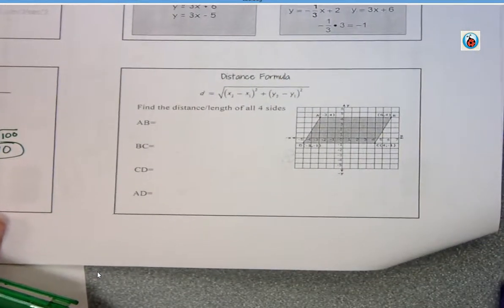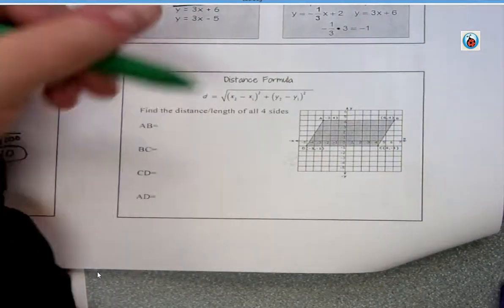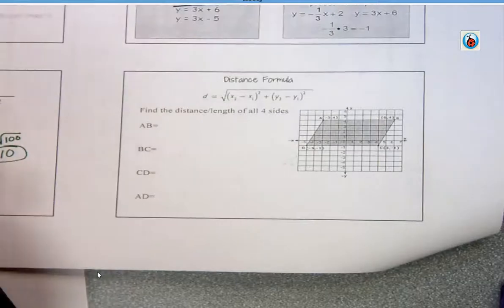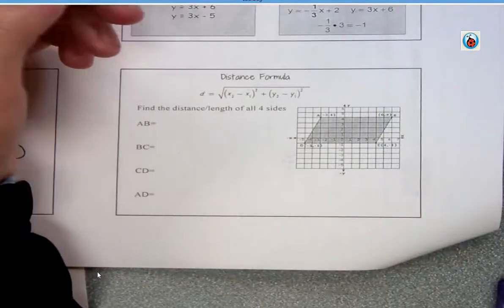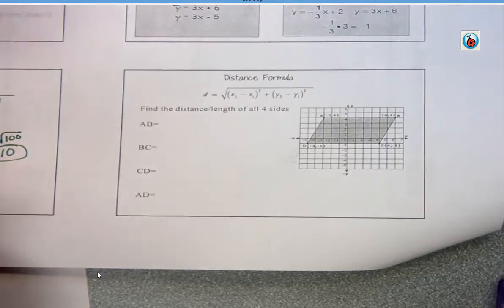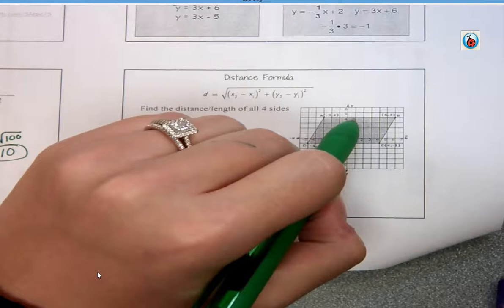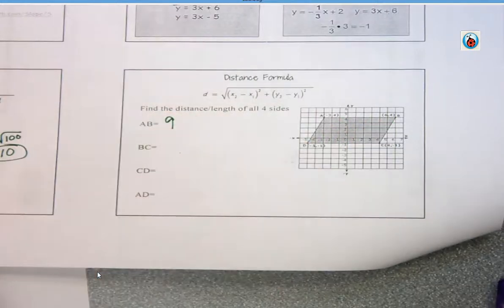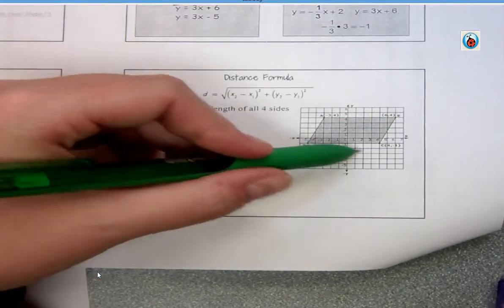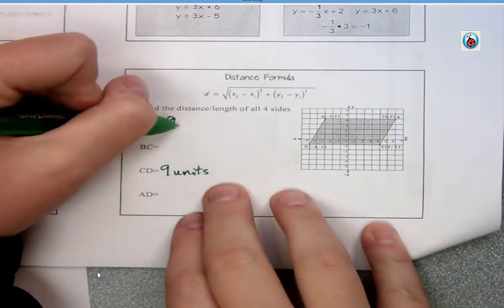Okay. Here we go. Find the distance or length of all 4 sides. We're going to be doing this a lot this chapter. You're going to take a polygon and then have to figure out how to find the distance. So for AB, it's pretty nice. You don't have to use distance formula. You could just count, which is good. So you can count and know that it's 9 units from A to B. 1, 2, 3, 4, 5, 6, 7, 8, 9. From D to C, you can count. It's 9 units. So that's nice.